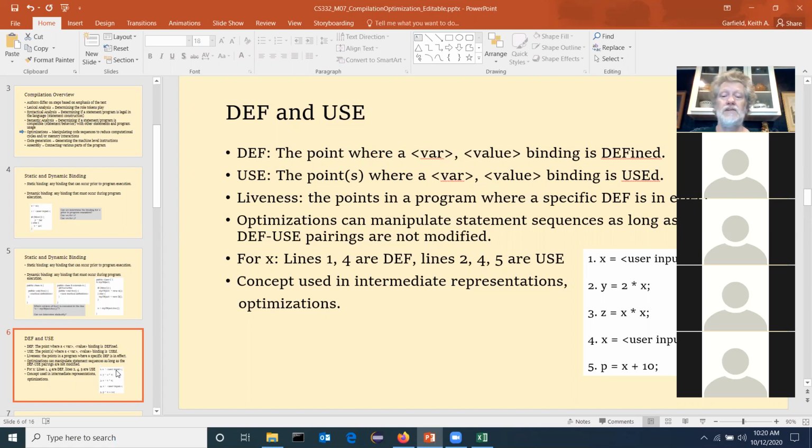Incidentally, statement 2 is a def for variable y, statement 3 is a def for variable z, statement 5 is a def for variable p. I just happen not to use them. Right?